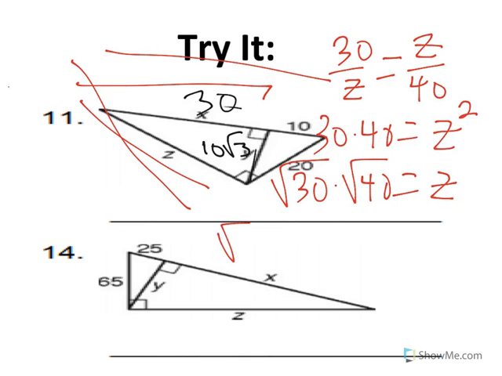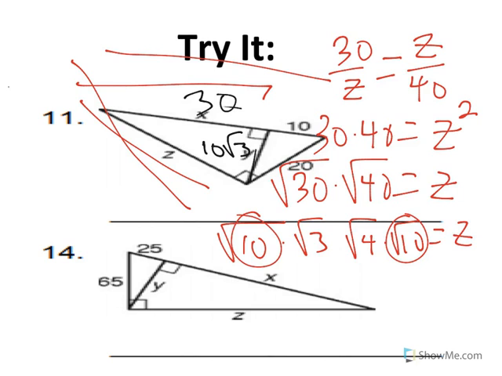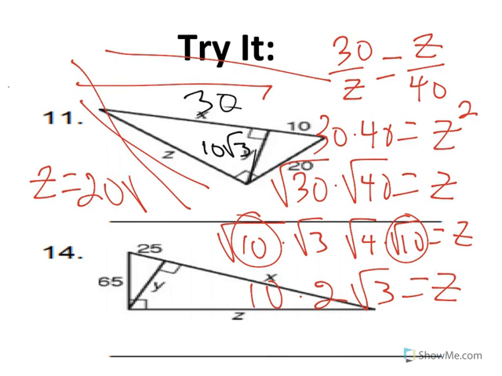So then this is square root of 10 times square root of 3, times square root of 4 times square root of 10 equal to z. And square root of 10 times square root of 10 reduces to 10. And square root of 4 is 2, so then z is equal to 20 square root of 3. Right? Okay.